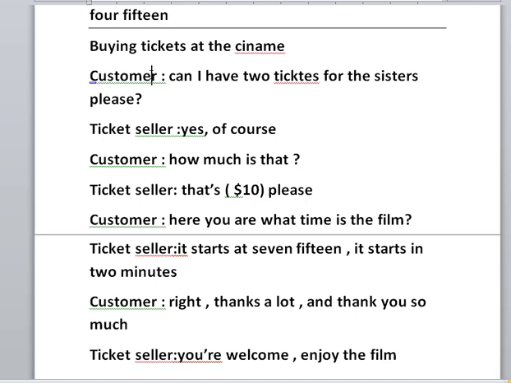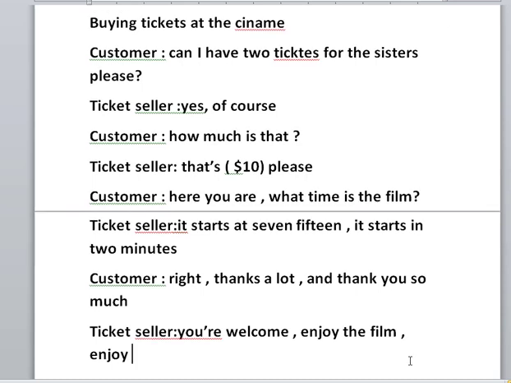Can I have two tickets for the sisters, please? Ticket seller: Yes, of course. Customer: How much is that? Ticket seller: That is $10, please. Customer: Here you are. What time is the film? Ticket seller: It starts at 7:15. It starts in 2 minutes. Customer: Thanks a lot. And thank you so much. Ticket seller: You are welcome. Enjoy the film and also enjoy your time. It's all about buying tickets at the cinema.